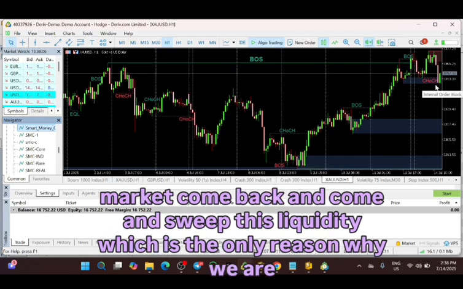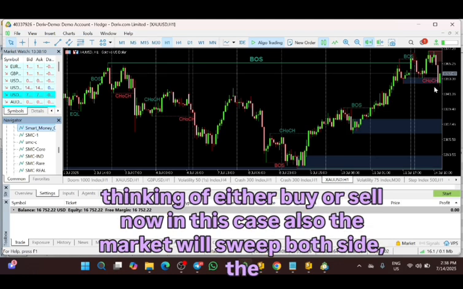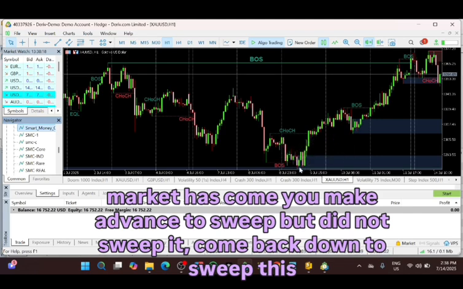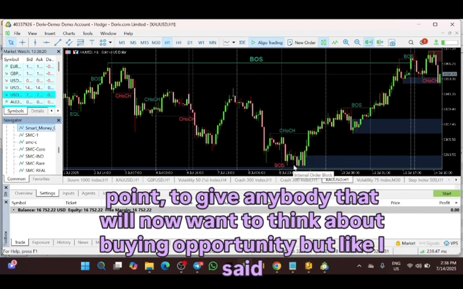Just like the market came back and swept this liquidity, which is the only reason why we are thinking of either buy or sell now. In this case also, the market will sweep both sides. The market has come, made an advance to sweep, but did not sweep it. It comes back now to sweep this point to give anybody who wants to think about buying an opportunity.